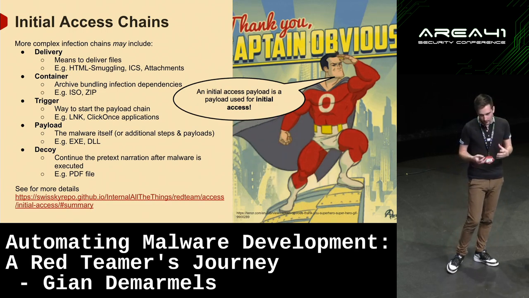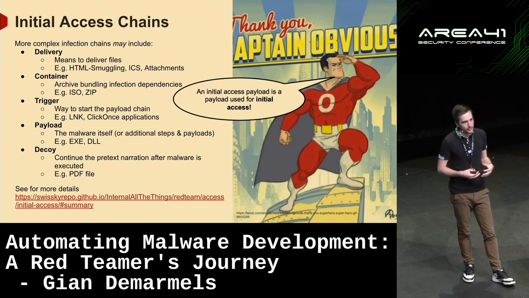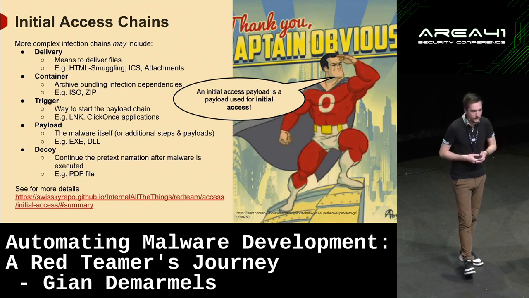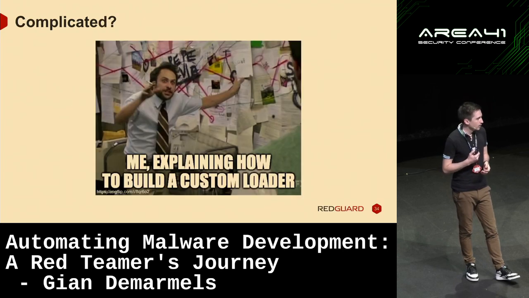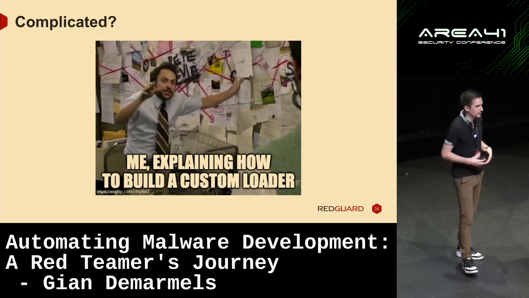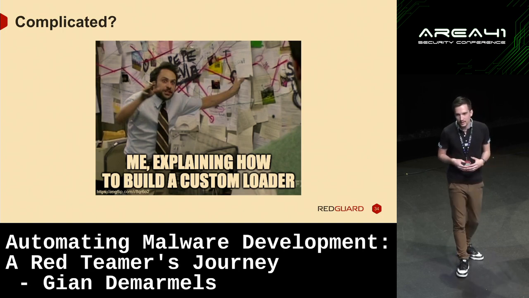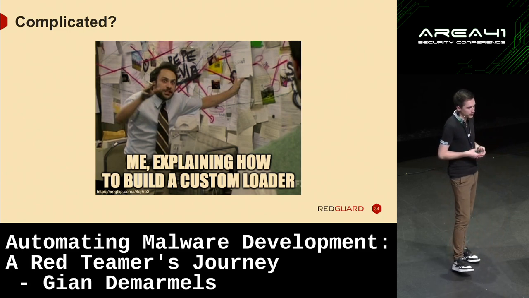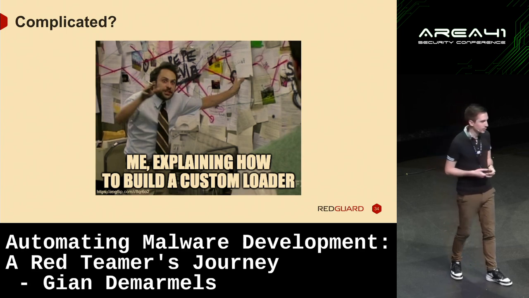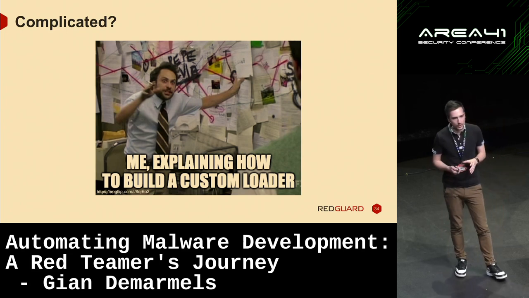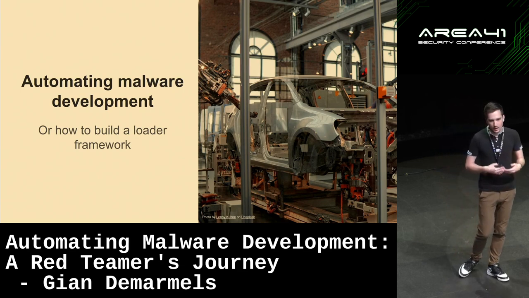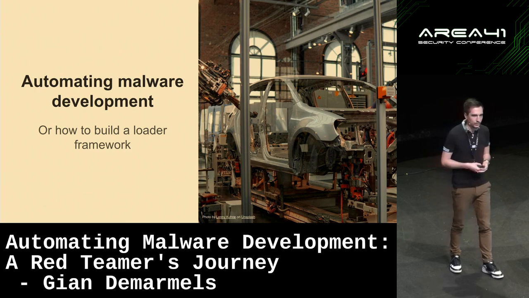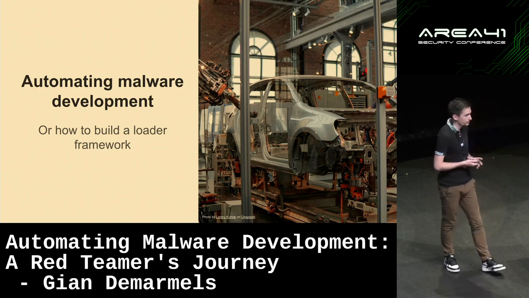And often there is also a decoy to continue the pretext narration from your phishing campaign, like, for example, displaying a PDF invoice or something else. Okay. If you're new to that, and if you heard that for the first time, you already see that there are various steps needed to really get your final payload that you need to deploy in your Red Team operations. And there is also the point where automation comes into play to help building these infection chains and also the loader that we see with all the various techniques.